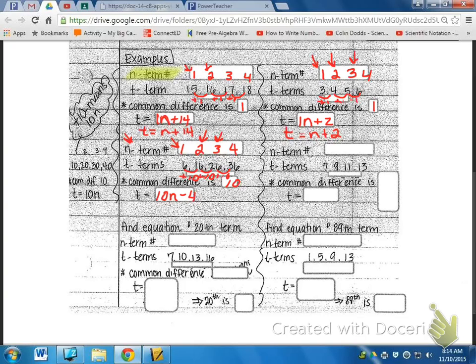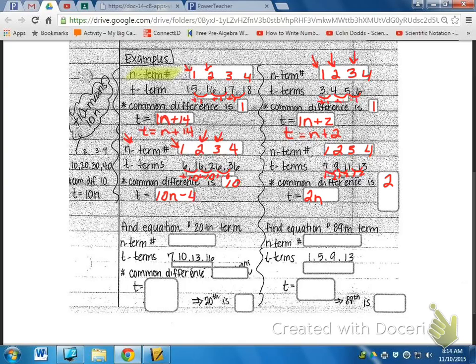All right, let's look at the one over here on the right. 7, 9, 11, and 13. I'm going to number them. 1, 2, 3, 4. Let's find the common difference. From 7 to 9, how much is it? Plus 2. Plus 2. What about 9 to 11? Same, and 11 to 13. So our common difference is 2. So I can start my equation. T equals 2 times n.